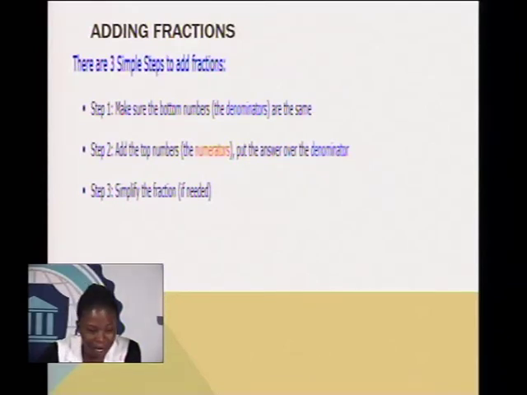Okay, you have a number up and then a number below. For you to add the fractions, those denominators have to be the same. If you are given different denominators, you have to make them the same before you add the fractions. Let's look at an example.